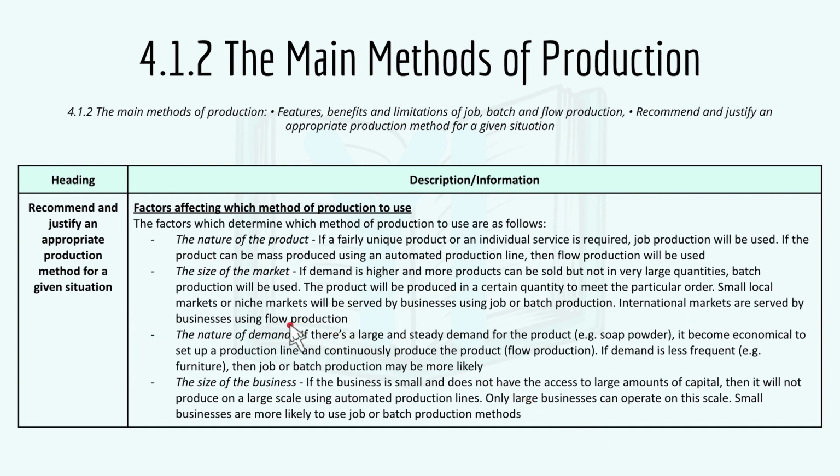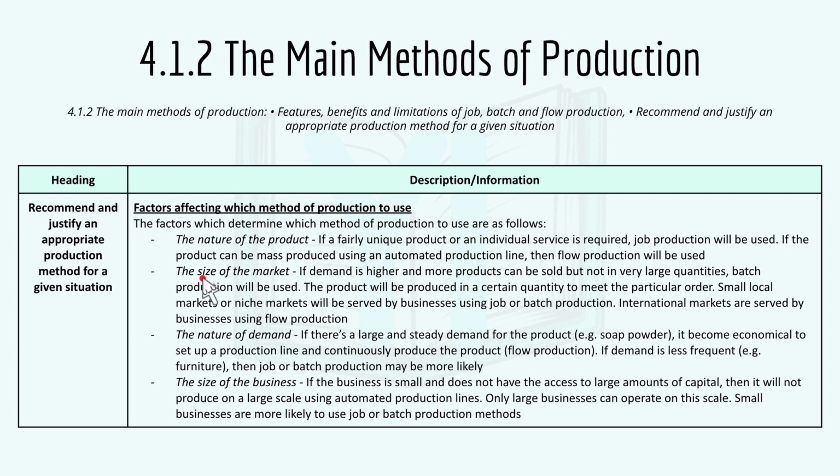Then we recommend and justify an appropriate production method for a given situation. The factors which determine which method of production to be used are as follows. Number 1, the nature of the product. If a fairly unique product or an individual service is required, job production will be used. And if the product can be mass produced using an automated production line, then flow production will be used.